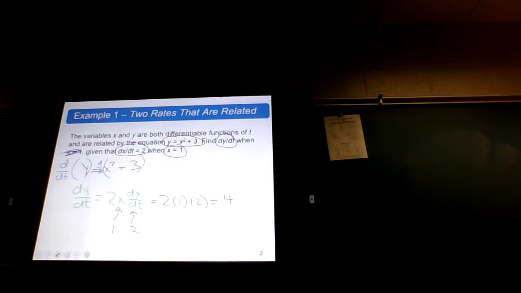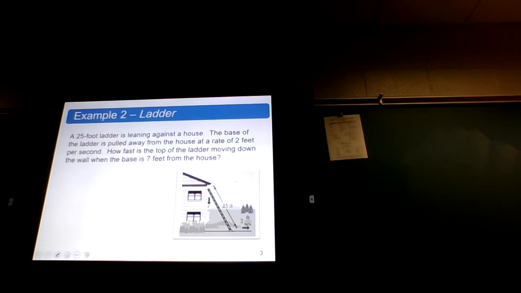Was that hard? Is that like the chain rule? It is like the chain rule. That is exactly what implicit differentiation is, the chain rule. It's exactly what it is. I hope I hit 20. Okay, good. Let's try another one.